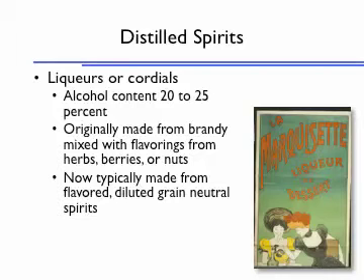Other types of distilled spirits, there are liqueurs or cordials. These usually have an alcohol content from 20 to 25%. These are ones that are like creme de menthe or Bailey's or something like that. And they were originally made from brandy, which is a type of distilled wine that's mixed with flavorings from herbs or berries or nuts. But now we usually just make them with pure alcohol and then dilute it down to the concentration of alcohol that we want.